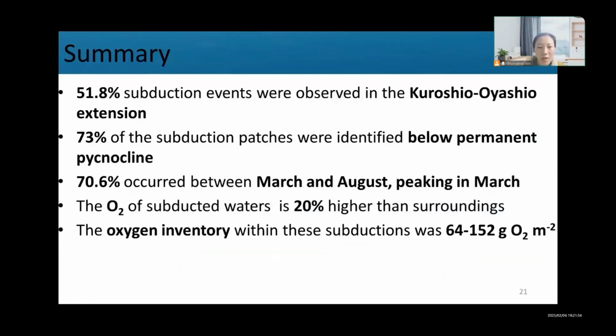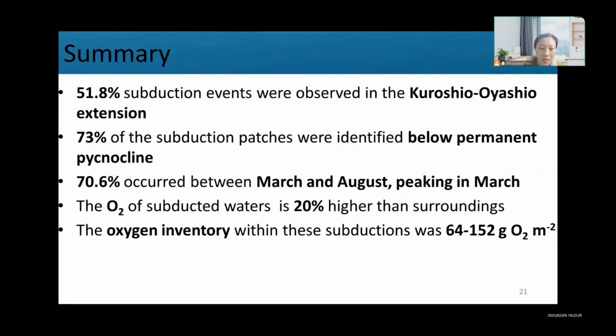Here is a brief summary of this study. In general, based on the BGC Argo data profiles we collected in the Western North Pacific, we investigated the spatial and temporal characteristics of the eddy-driven subduction, as well as oxygen inventories within these subduction patches. However, subduction is a four-dimensional physical process, while the Argo float only captures a snapshot of this process.